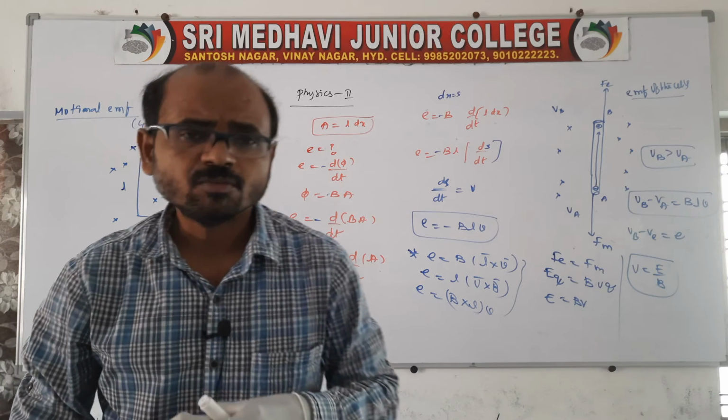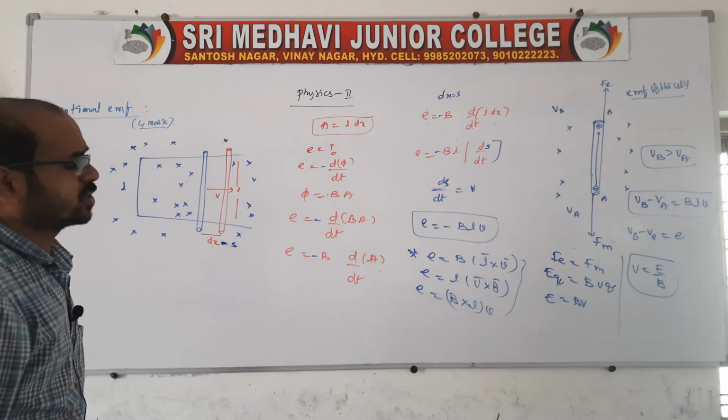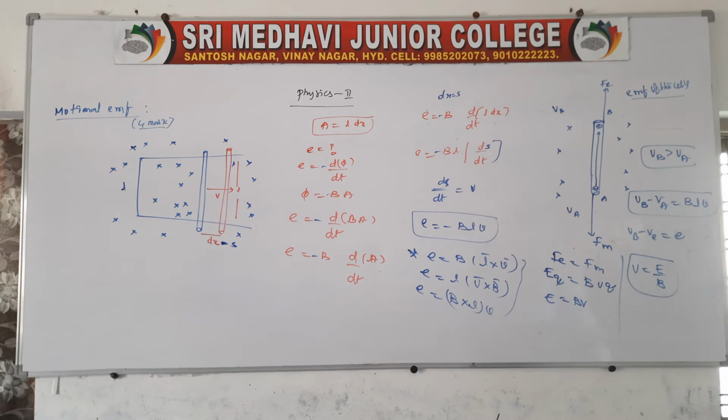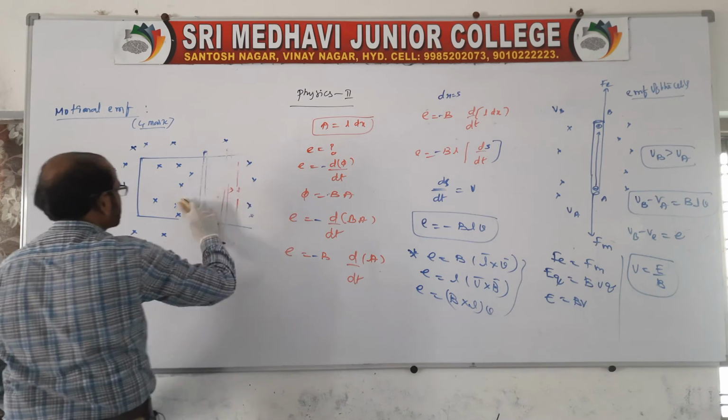In the chapter on moving charge and magnetism, we did this one related to what? It is about motional EMF, or we can say velocity selector. v is equal to E by B. E is the electric field intensity, B is the magnetic field intensity, right? Is it okay now? On this basis, again we have some applications, we'll see.